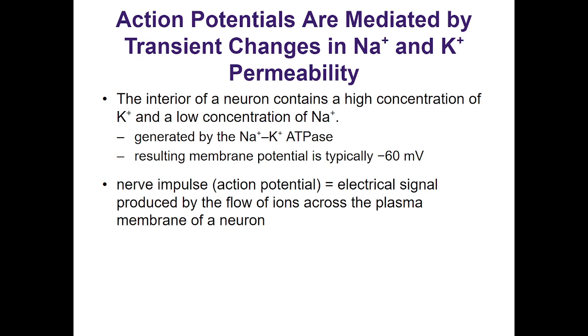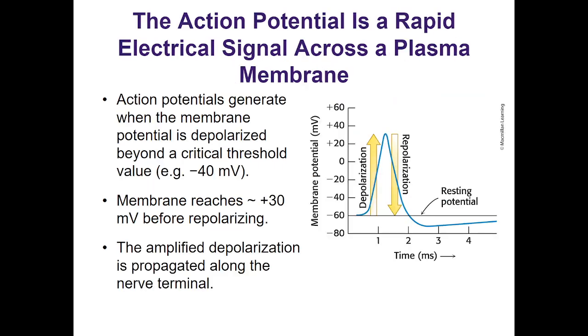Okay? It's because biochemists rarely have much physics, right? And much like physical chemistry stuff. Okay. So the electrical signal produced by the flow of ions across a plasma membrane of a neuron, that is again your nerve impulse is one way to call it, but you can also call it an action potential, literally meaning that you have a potential that is being acted upon, right? The action potential is a rapid electrical signal across a plasma membrane.